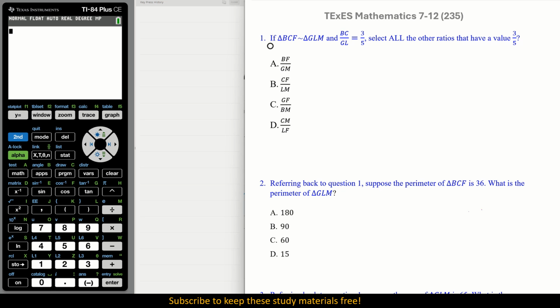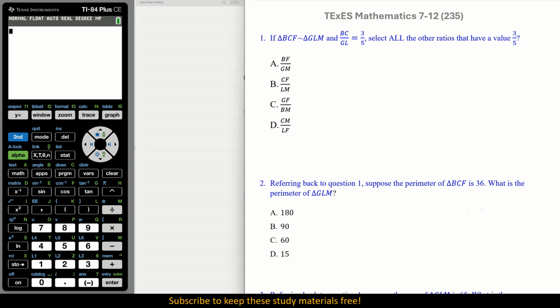Number one: if triangle ACF is similar to triangle GLM and BC over GL is equal to 3 over 5, select all the other ratios that have a value of 3 over 5, meaning that they can be simplified to that. Okay, what are we really looking at?